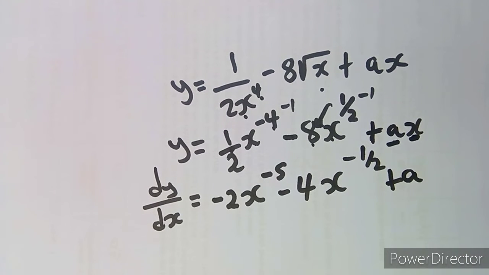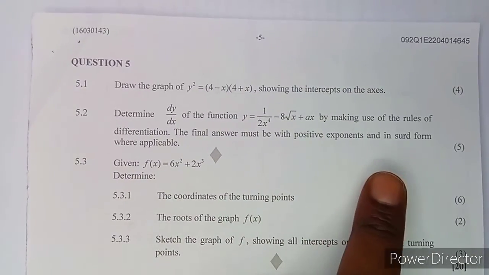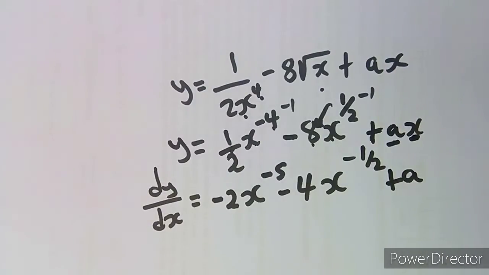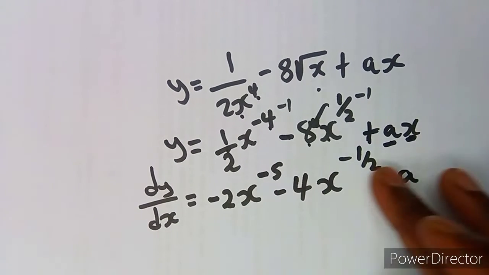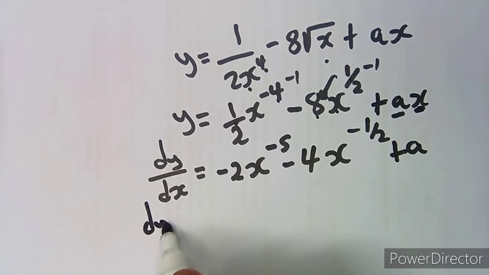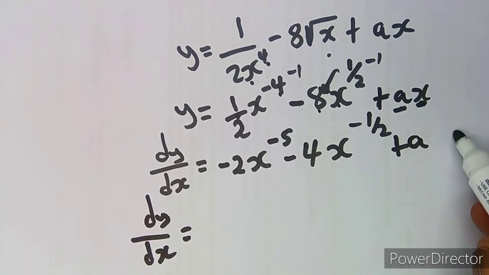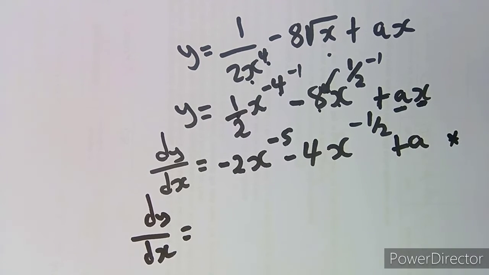So we're at this stage, that is now when we have to apply what we are given, that our answer must have positive exponents and in surd form where applicable. Here we have negative exponents, so you have to get rid of these negative exponents. Okay, so that means our dy/dx is going to give us, here we are just simplifying. This is our answer, but now we have to write in the format that we are given.